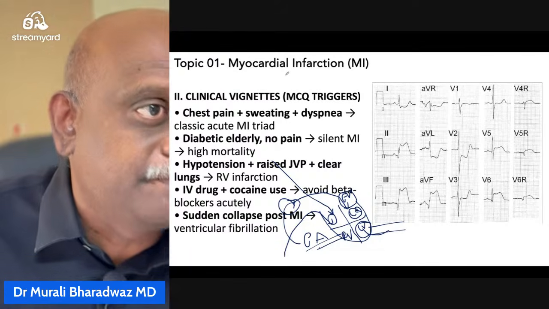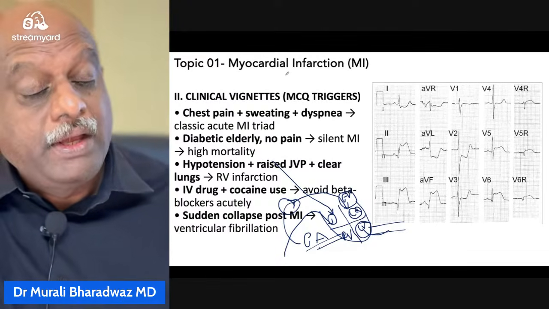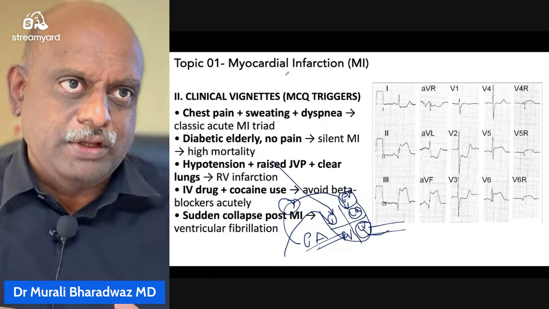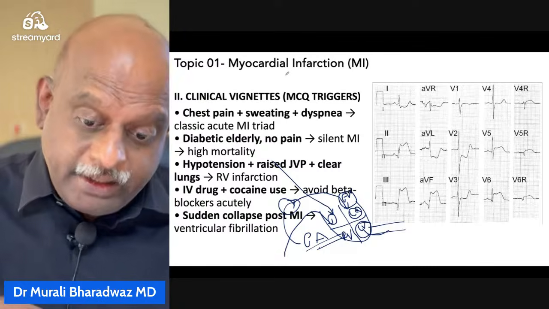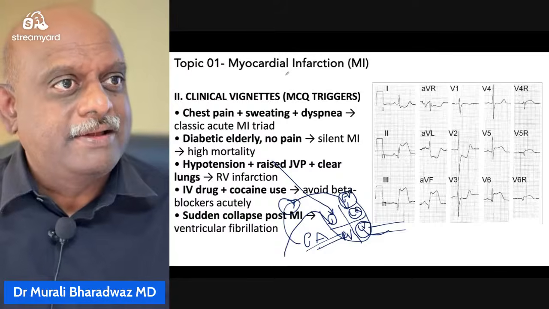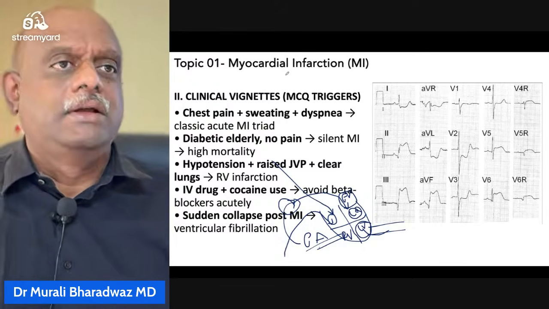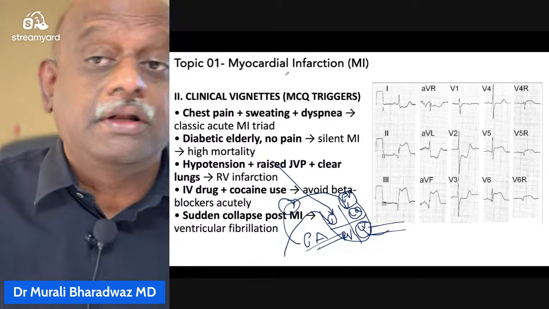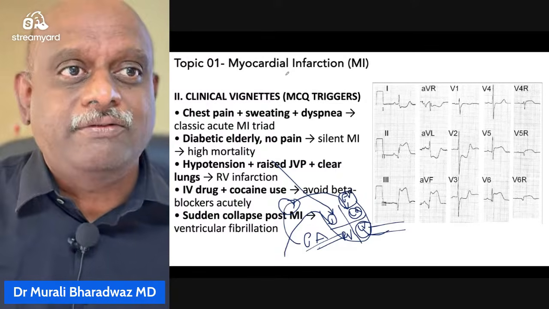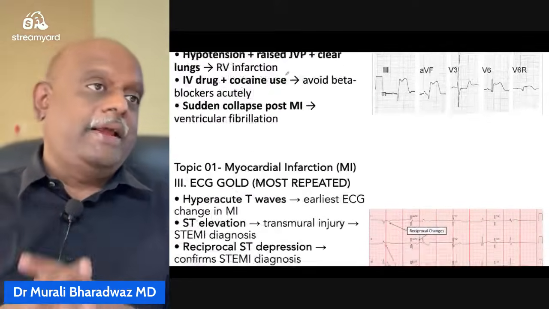Then, a patient who had MI suddenly collapsed with hypotension. What is the underlying cause? Ventricular fibrillation. Why? Whenever the myocardium suffers ischemia, ischemia means decreased blood flow, there is decreased oxygen. Decreased oxygen will irritate the myocardium, and that leads to development of arrhythmia, and ventricular fibrillation is the cause. So what is the most common cause of death in patients of myocardial infarction before they come to hospital? Why do they die at home? It is because of ventricular fibrillation, which you need to remember. Clear?